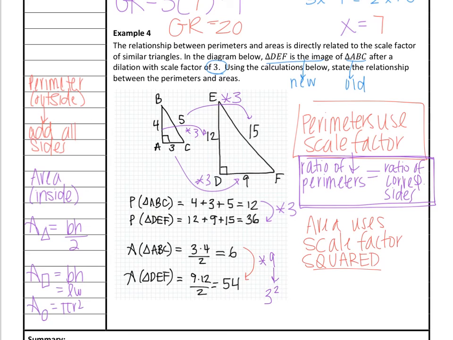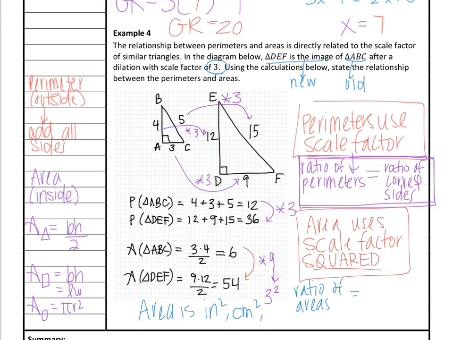Okay, and you can think about it because area is square units anyways. I didn't put units on here, but if you think back to 7th or 8th grade, area is always squared units. Like inches squared or centimeters squared, it's always square units. And so here, scale factor must be squared in order to get the proper area of the new image. So I'm going to box this in, but then we're also going to talk about the ratio of areas equals the ratio of corresponding sides squared.